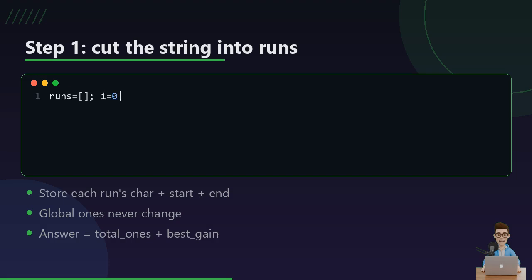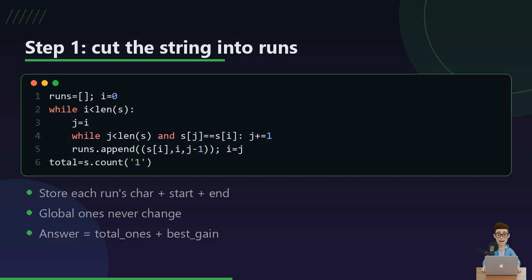First we slice the string into runs, remembering each one's character and its start and end index. The total number of ones never changes across a trade, so the answer is always the total plus whatever gain we can squeeze. We compute total once and forget about it.